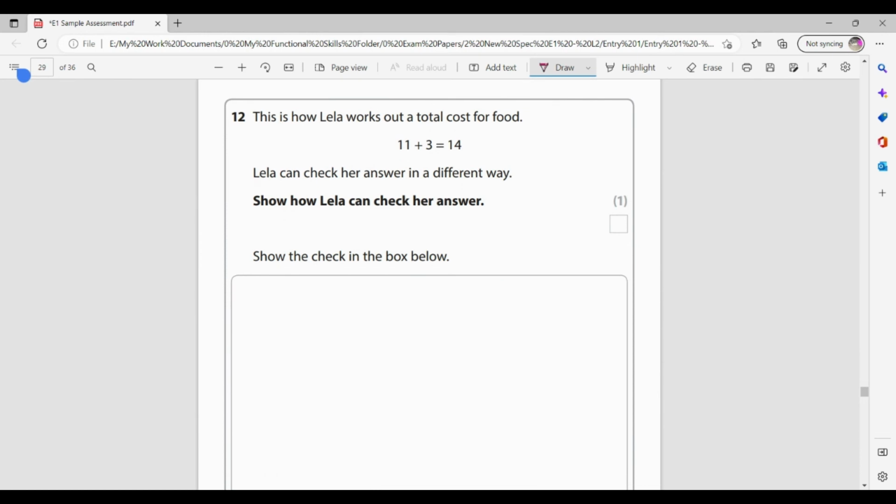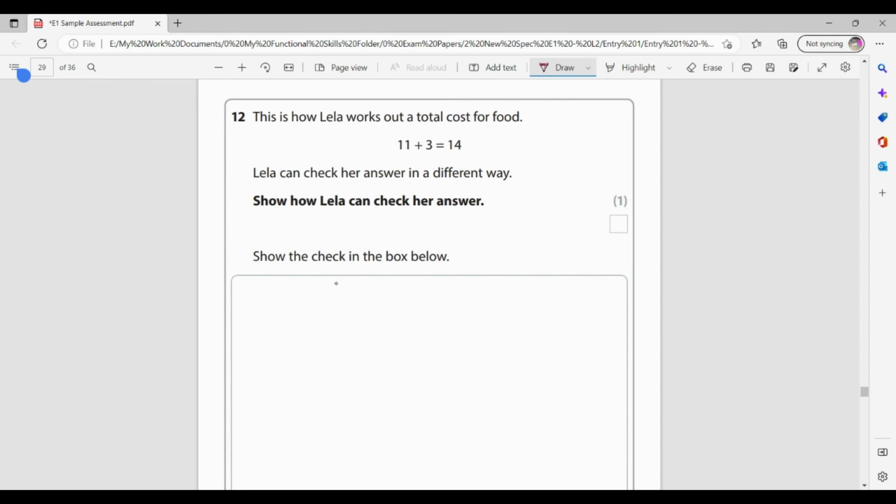This is how Leela works out the total cost of her food. Leela can check her answer in a different way. Show how Leela can check her answer. So she's done 11 plus 3 equals 14. I could do this a couple of different ways. I could use a reverse calculation, so I could do it backwards. So the opposite of an addition is a subtraction.